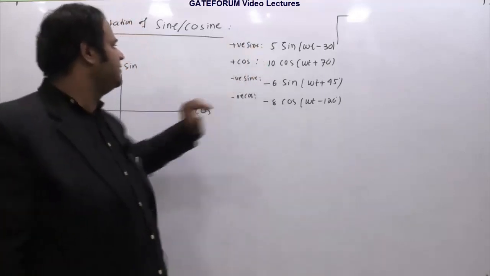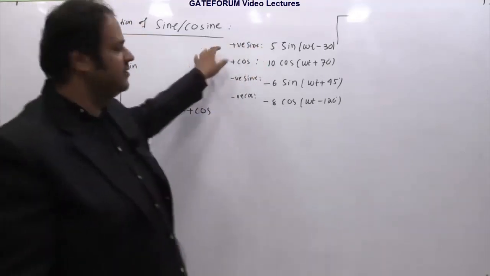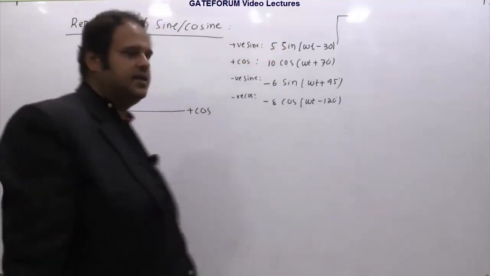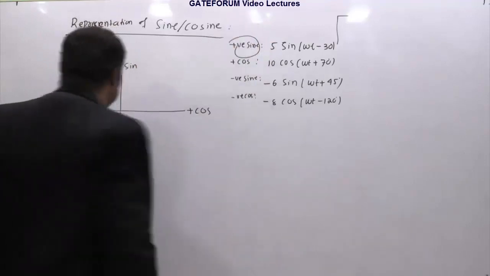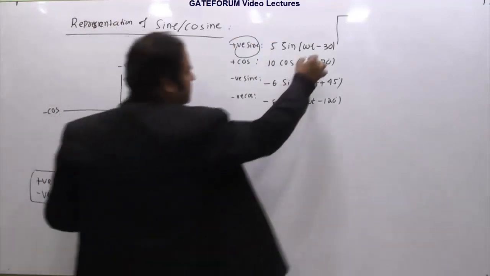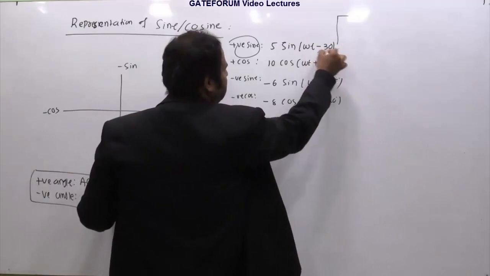So to represent this, I will go to the positive sine axis. 5 sine omega t minus 30. Once you get positive sine, you go to the positive sine axis. So which is my positive sine? This is the positive sine axis. And what is the phase shift? This is actually the phase shift or angle, this is minus 30.